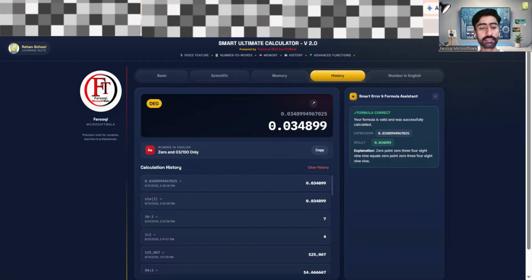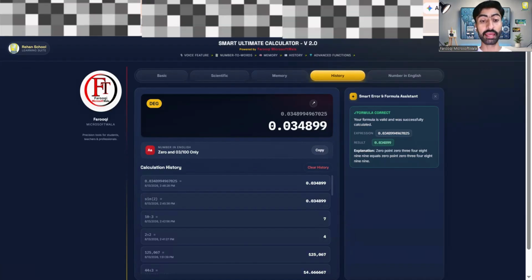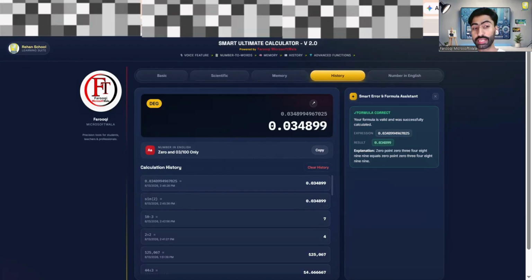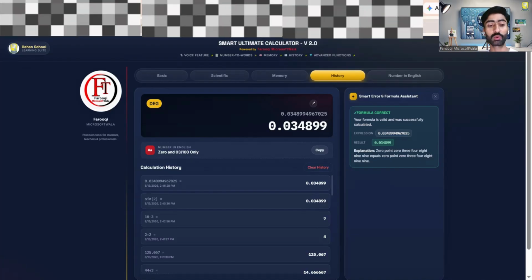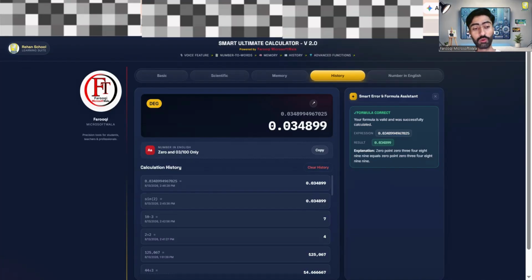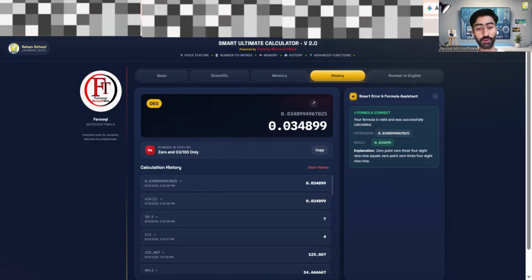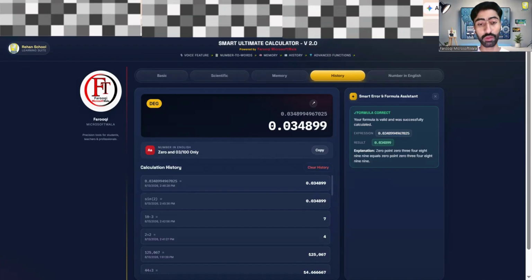Next we have the history feature. The history feature keeps a record of our previous calculations. You can see that, for example, we just calculated 2 plus 2 equals 4. When we open the history section, we can see the previous calculations we performed earlier.